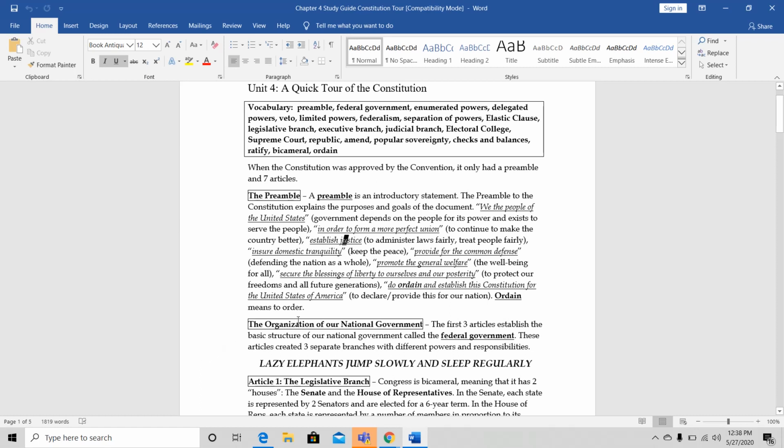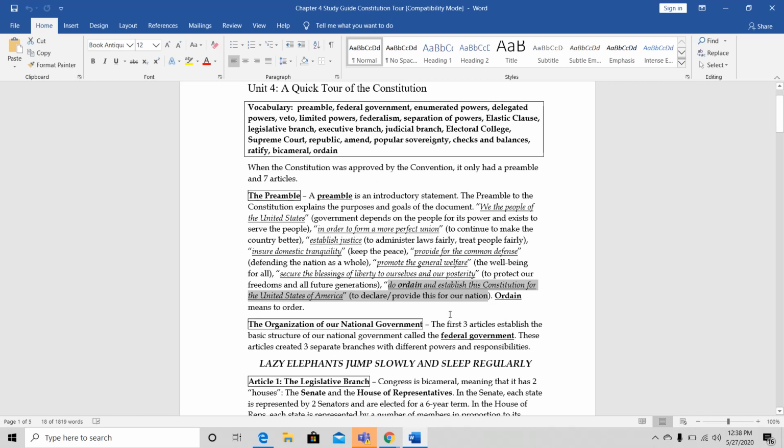Provide for the common defense. That means as a nation, if we are attacked, our country takes up for us, protects us. Promote the general welfare. What's the well-being for all the people? Let's make sure that we take care of that. And then secure the blessings of liberty to ourselves and our posterity, meaning let's protect those freedoms, and it's going to be protected for us and for future generations. That's what posterity means. And then of course, do ordain means to order. We're ordering the government this.